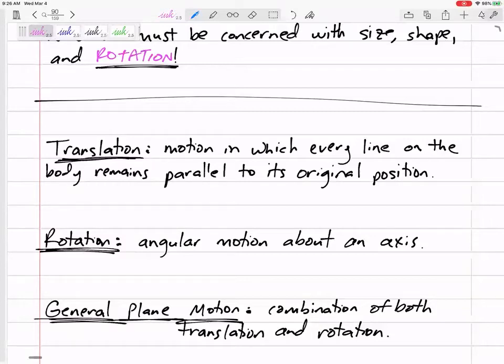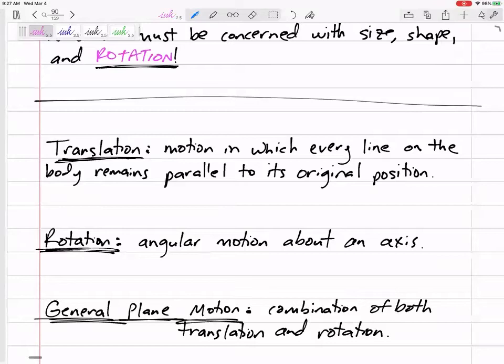All right, so let's say we've got a line on our page. Translation is motion in which every line remains parallel to its original position. So, you know, left, right, up, down. What about this? This right here is translation. If the line remains in its orientation, that's translation. So you could actually have translation in a circular path. We may do one problem like that.